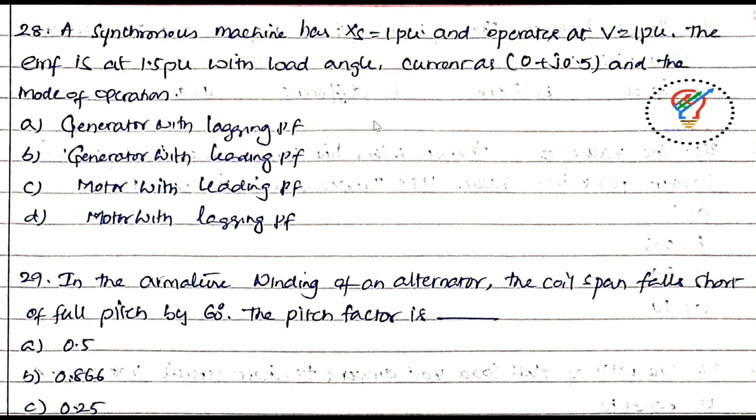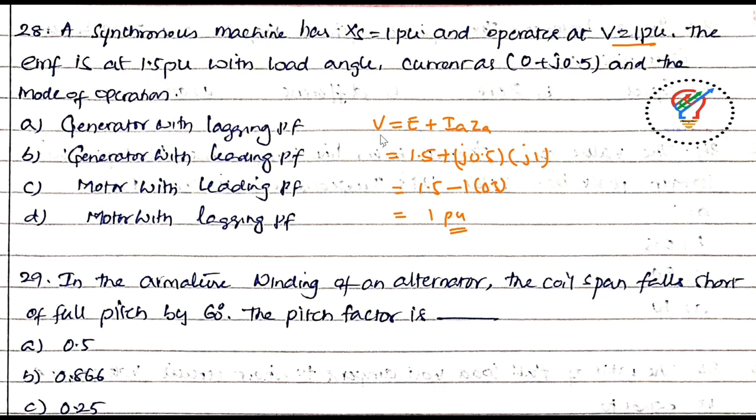Let me take the formula: V is equal to E plus Ia into Za. Now what is the value of V? E is 1.5, and Ia is j 0.5, into the Za value, which is j1 per unit. That is the notation you have to consider. Then 1.5 plus j into j, meaning j square. j square is minus 1, into 0.5. That means V is 1 per unit. That means the condition is satisfied, that the voltage is 1 per unit and EMF is 1.5 per unit.